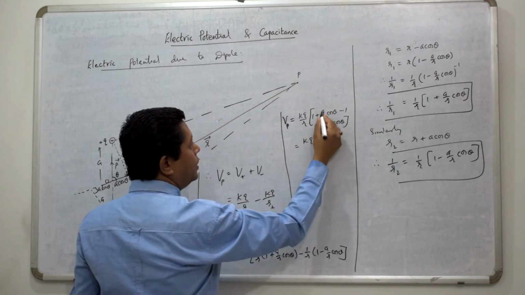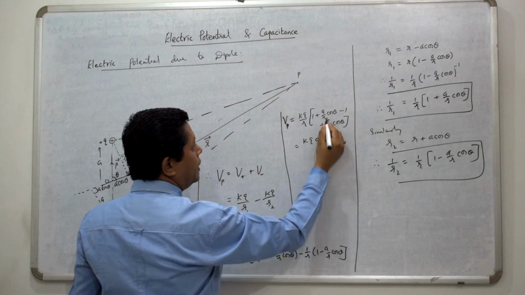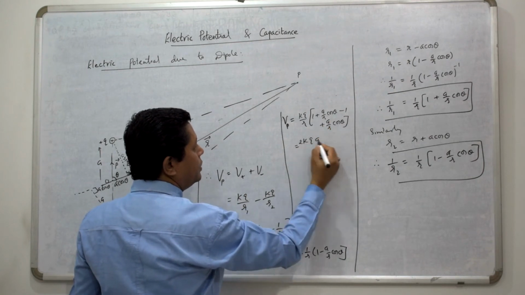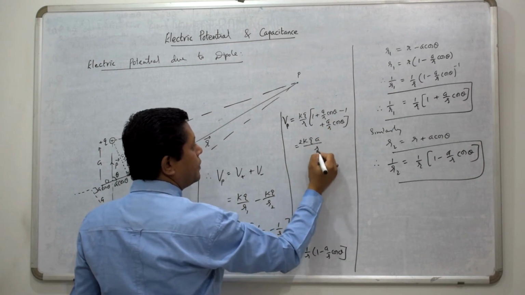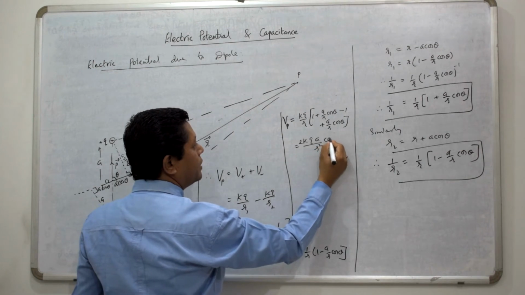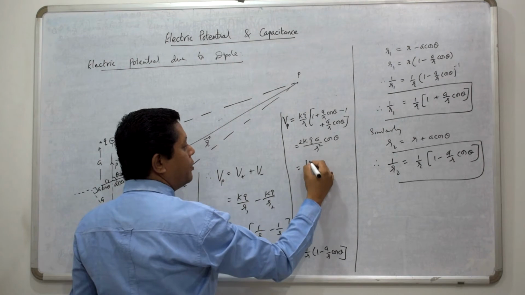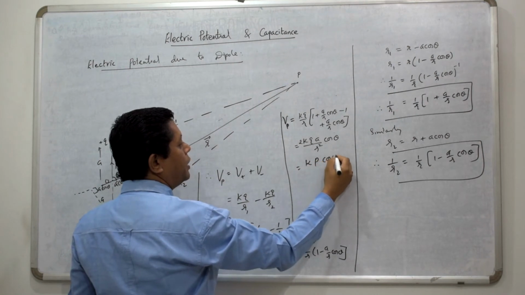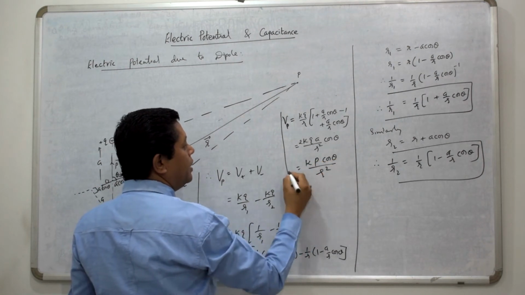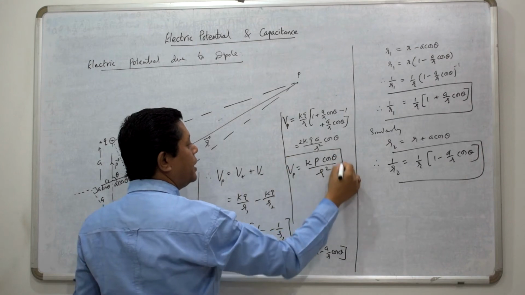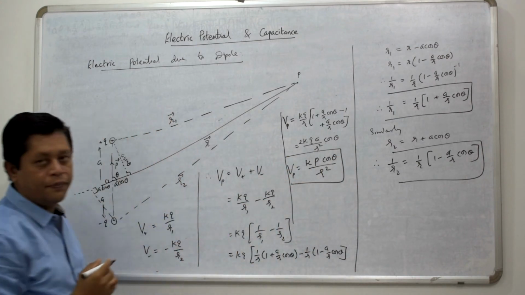That is KQ into A by R cos theta plus A by R cos theta, to A by R cos theta. This R becomes R square cos theta. Now Q into 2A is dipole moment P, that is why 2 Kp cos theta by R square. This is the equation for potential at any point P due to dipole.